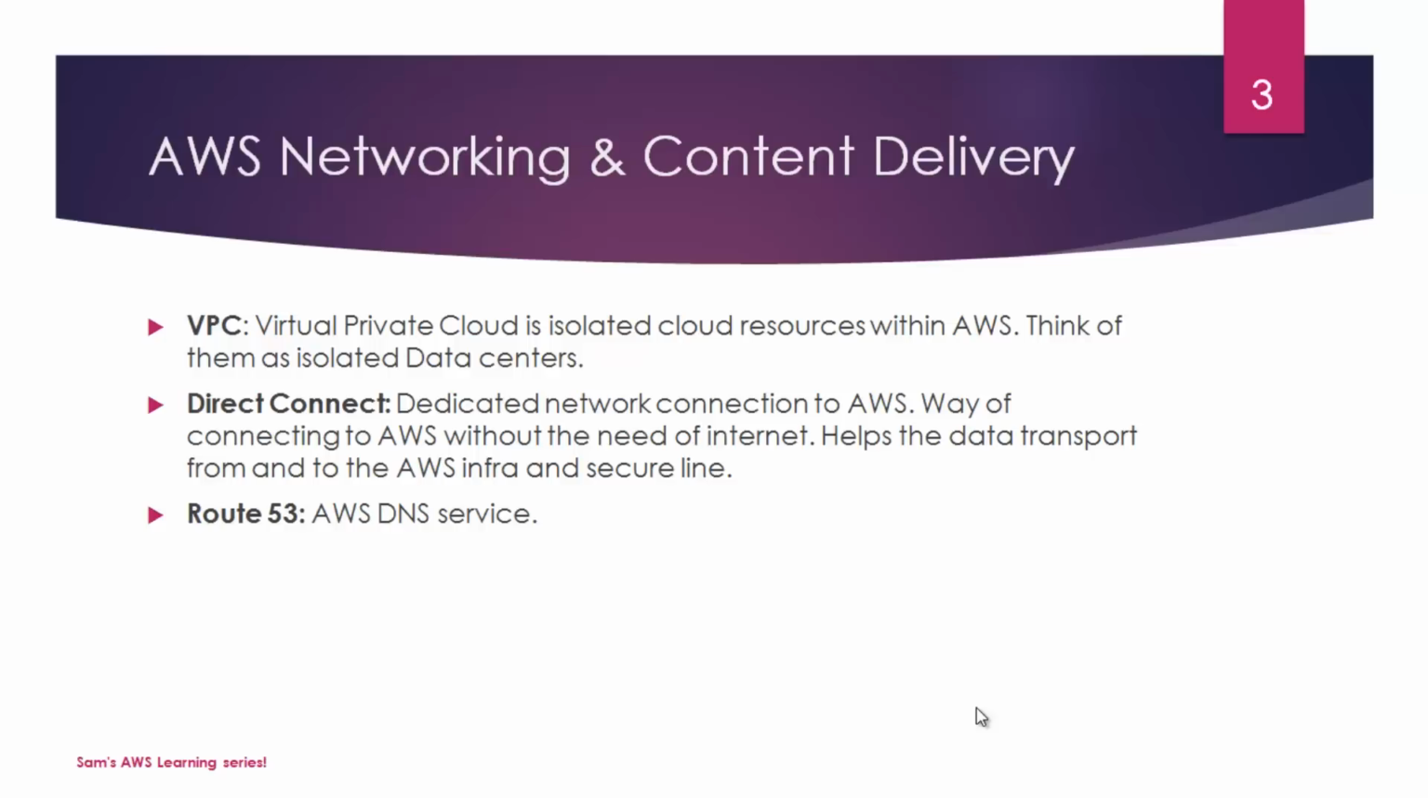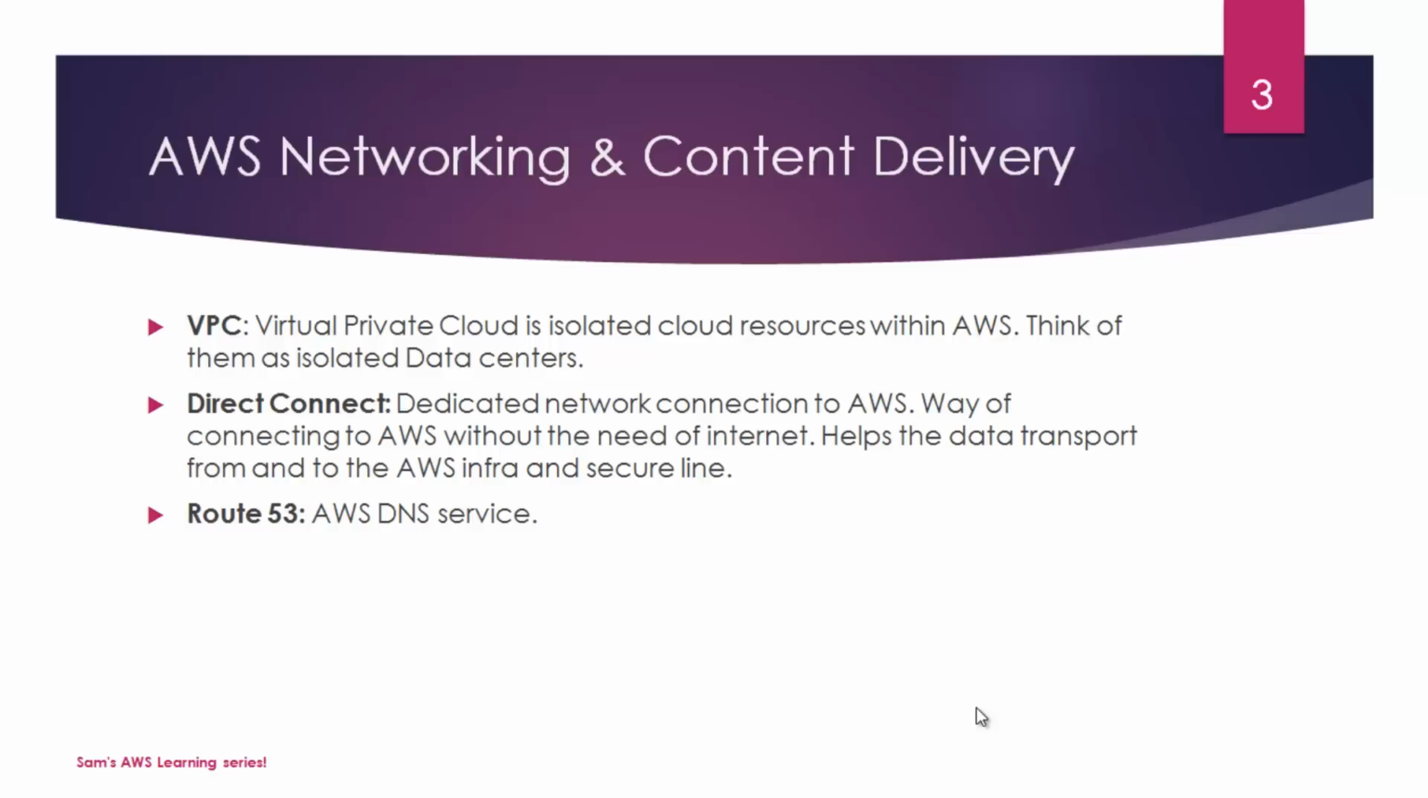You get to do certain customizations of the network, like you can define your own IP address. You can change the subnet address and so on. So the idea here is to give you complete access over your own virtually defined network and host a small portion of AWS inside that. So I want you to think of them as isolated data centers. So virtual private cloud is isolated cloud resources within AWS, and the best way to remember it is by thinking of them as an isolated data center.